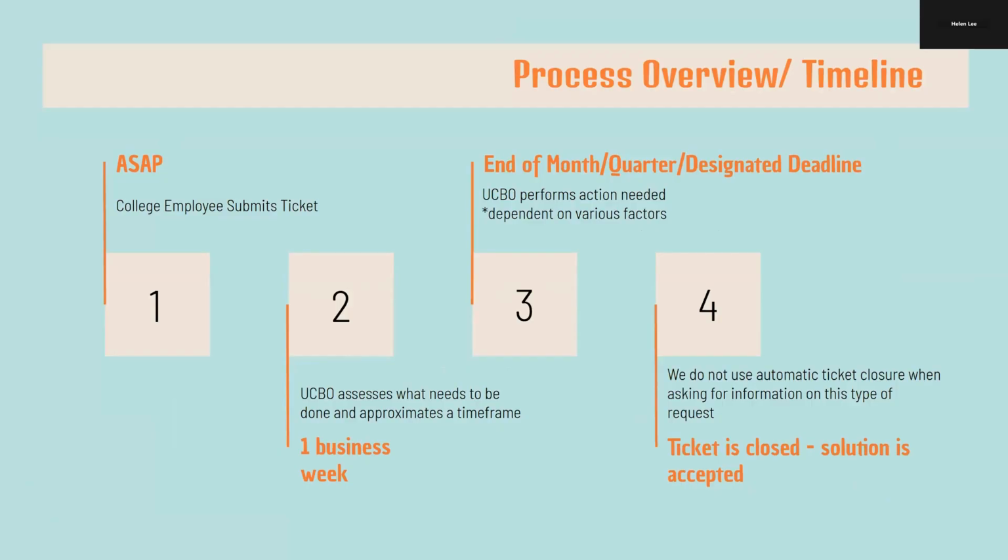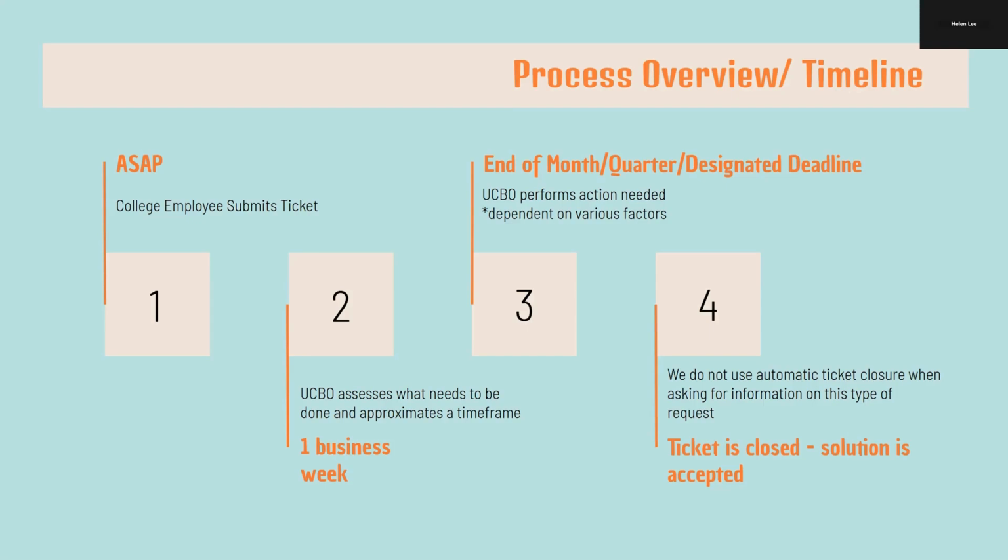The basic timeline for fiscal transfer requests is as follows. The college employee will submit the ticket. Within 1 business week, UCBO will assess what needs to be done and approximates a time frame. Then at the end of the month, quarter, or the designated deadline, UCBO will perform the actions needed. After the actions are completed, UCBO will propose a solution on your request.